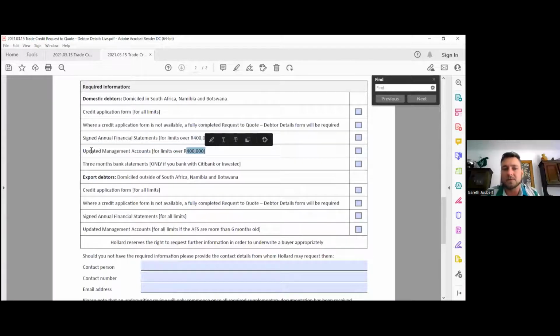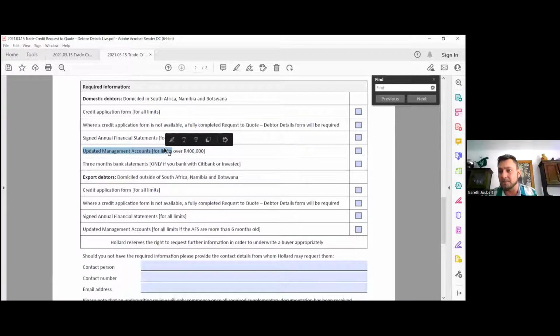Okay, the reason why we want the management accounts is because what could happen is the financial year end could be December, let's say, so December 2021, but their financials aren't ready yet because it takes them 4 months to compile them. So we'd only be getting December 2020 financials. Now, a hell of a lot has changed in the last 15 months, 15 months and 22 days. So we would request updated management accounts to bring that December 2020 up to date.